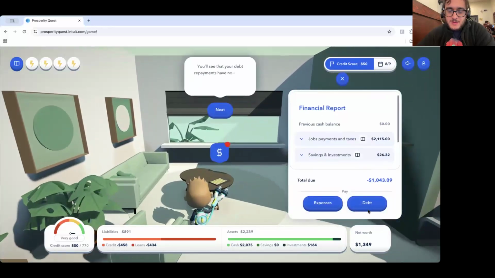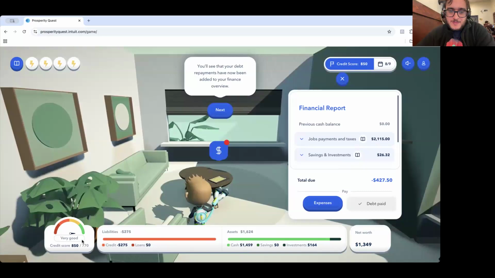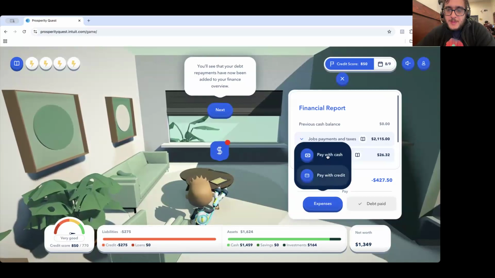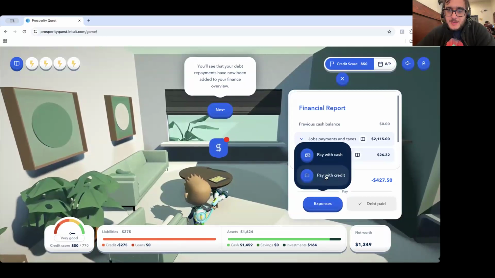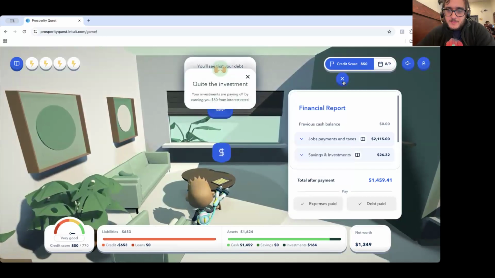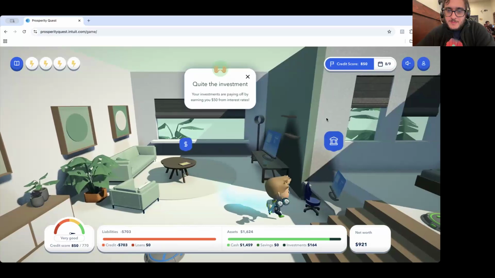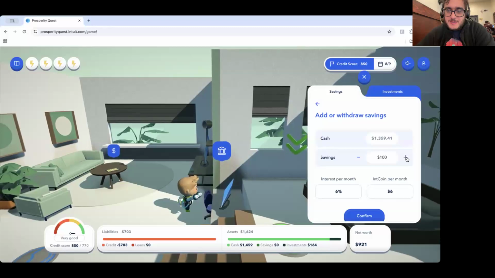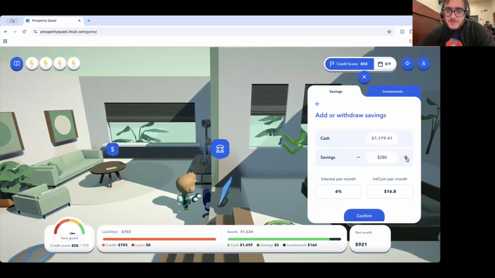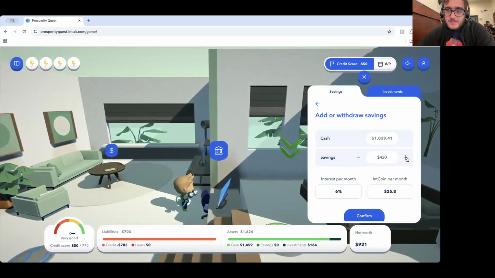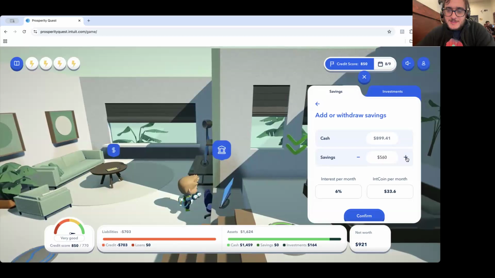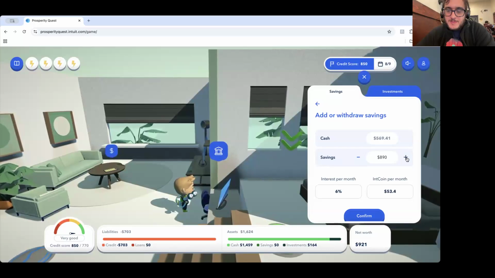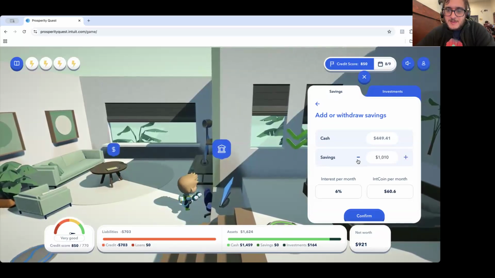One more month after this, and we're almost done. We're going to pay our debt, pay with cash. See, 850. I think it's the highest credit score we can get in this game. And then pay with cash, pay with credit. Let's pay with credit again. Manage savings. Gotta put some savings in here. You know, we want to make sure we have a lot in savings. Yep. Let's get it to 1,000. I want 1,000 in savings.